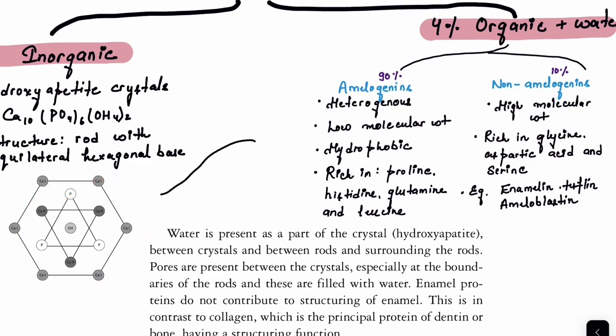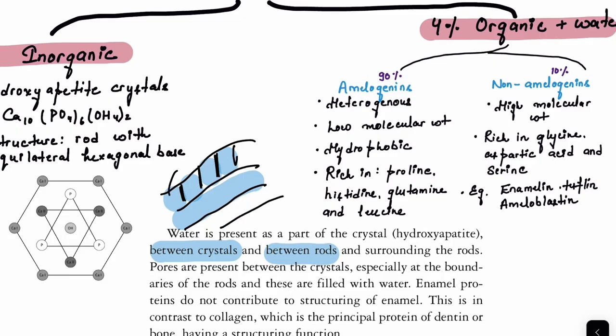So this is my enamel rod, and these are the hydroxyapatite crystals. Water will be present in between the crystals, obviously not in so much amount. It will be present between the crystals, between the rods. So there's this rod and there is another rod. It will be present in between the rods, and surrounding the rods. Basically outside the rod as well, water will be present.